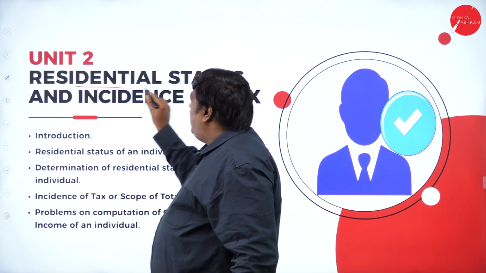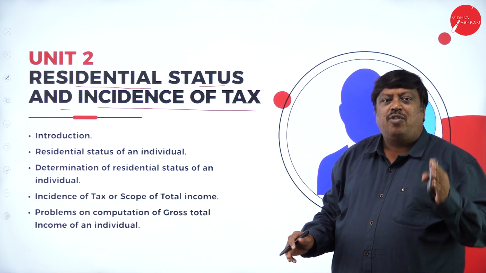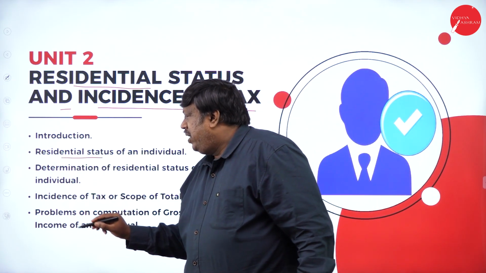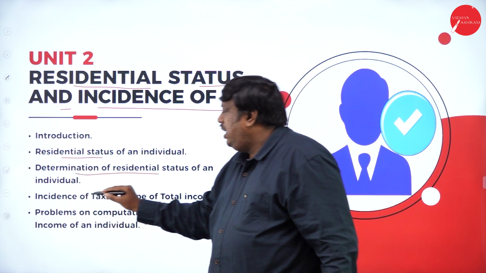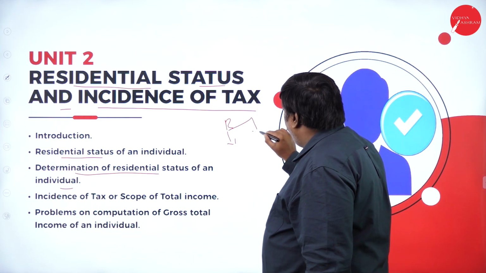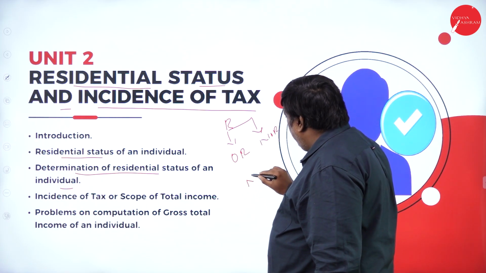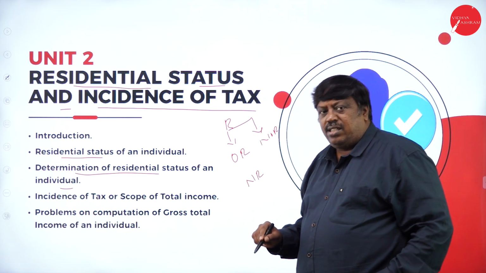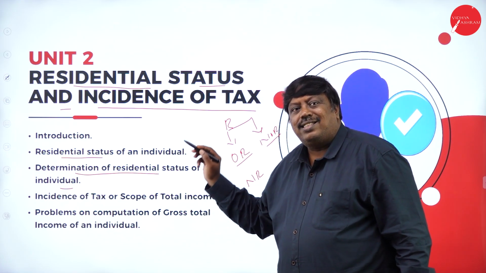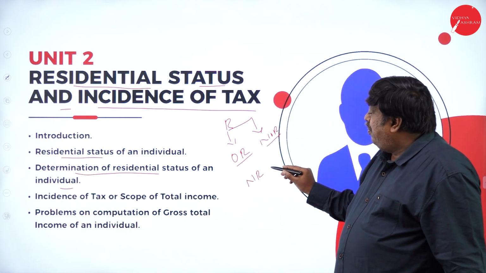Next we have residential status and incidence of tax. Residential status means that for the payment of tax, we have to calculate the status of a person, that is, the determination of the residential status of an individual, that is, a resident. Under that we have 2 things: ordinary resident and not ordinary resident. Next we have non-resident. If I'm a resident, whether I'm ordinary or not ordinary. So we have to determine the residential status before paying the tax to the government, and whether I'm a non-resident.